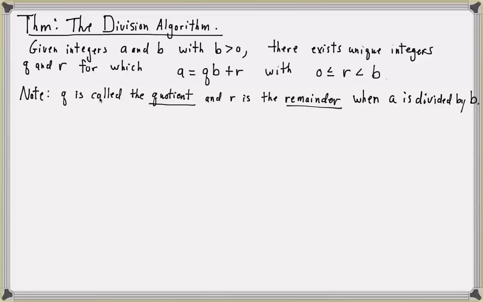So let's see an example of the division algorithm before we discuss a proof. Think about division. Say I wanted to divide 37 by 5. So B equals 5 goes into A, which is 37, a total of 7 times. So the quotient Q is 7. So 5 goes into 37 7 times with a remainder of 2.